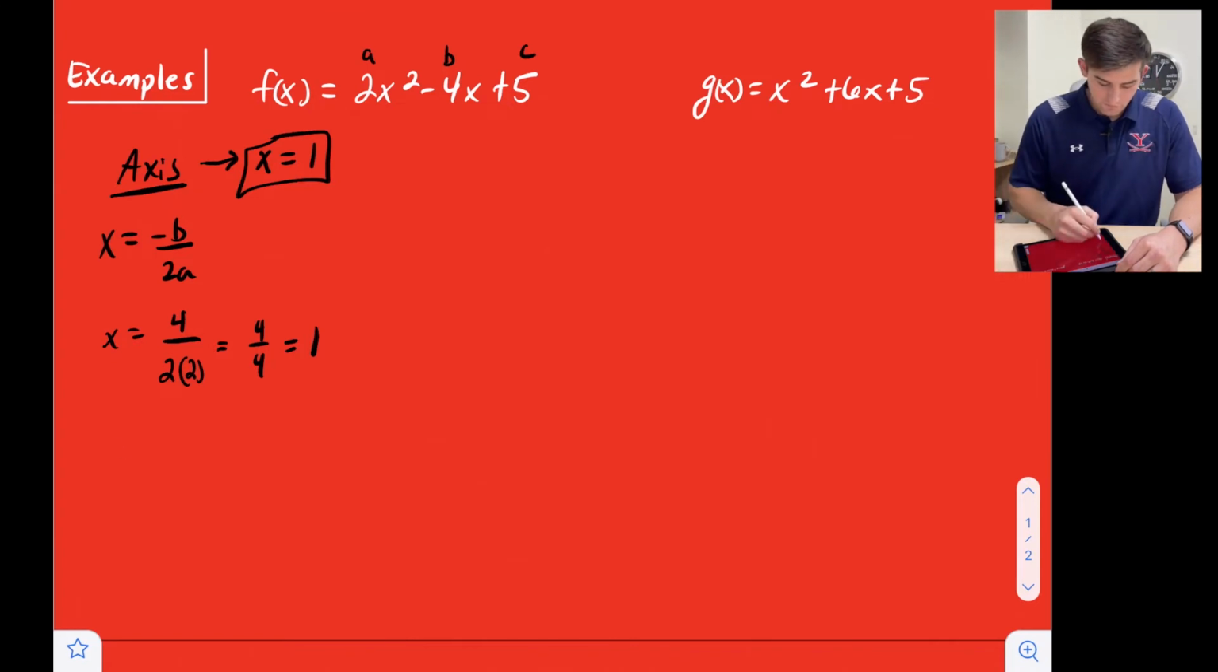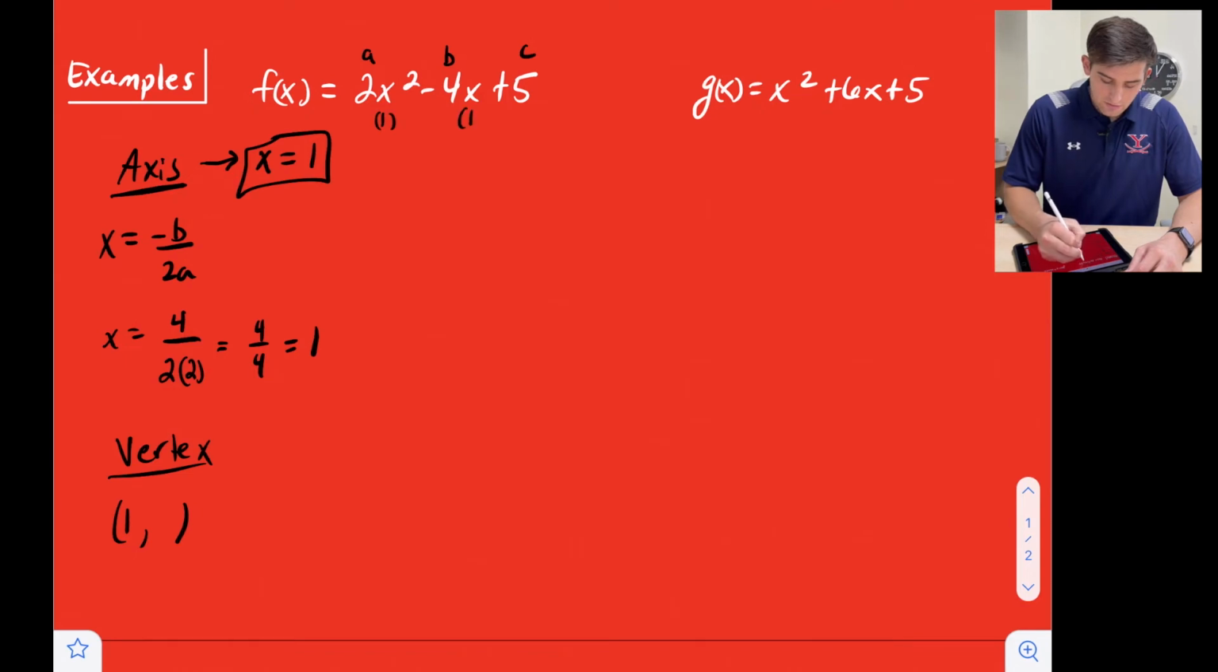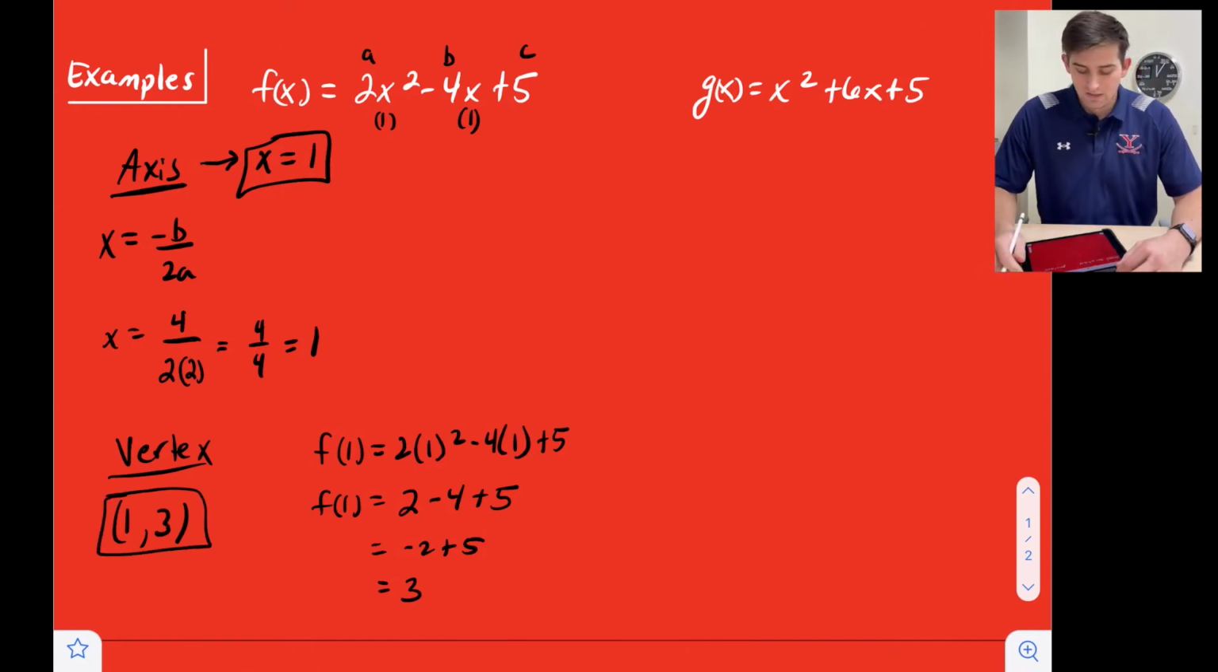Okay, so now for our vertex, we can go ahead and plug 1 in for our x coordinate, and now we're going to plug 1 into our equation. So f of 1 is equal to 2 times 1 squared minus 4 times 1 plus 5. So we get f of 1 is equal to 1 squared is 1, 1 times 2 is 2, minus 4 plus 5. So 2 minus 4 would be negative 2, plus 5, and we get 3. So our vertex would be (1, 3). Okay? All right, let's do the next one.